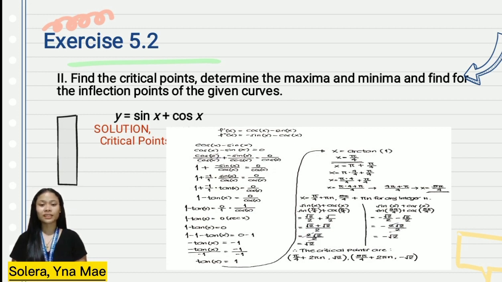Therefore, the critical points are pi over 4 plus 2 pi n, the square root of 2, and 5 pi over 4 plus 2 pi n, negative the square root of 2.